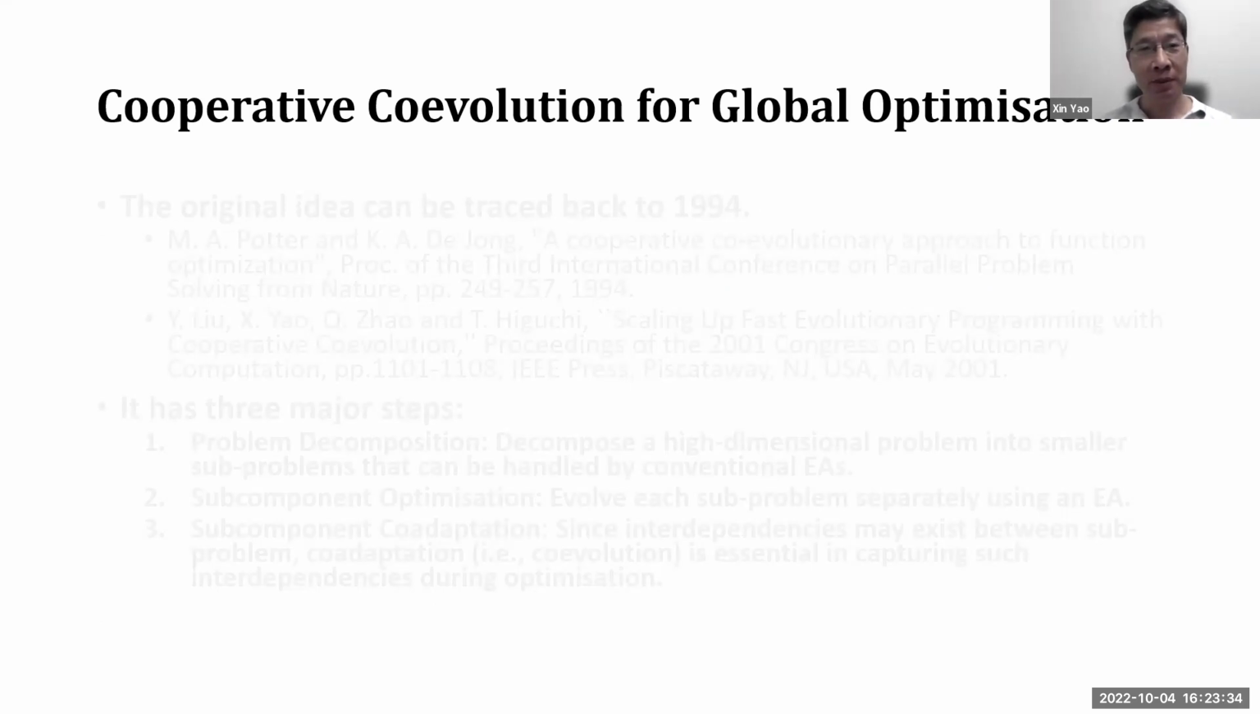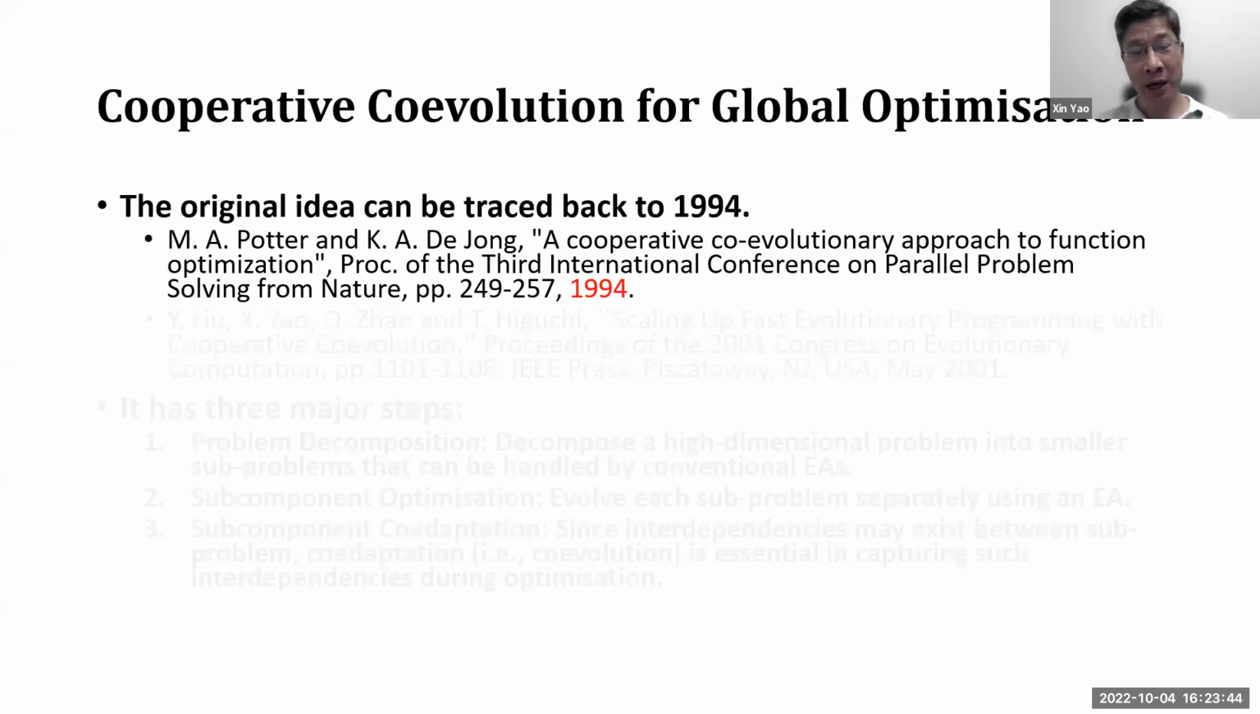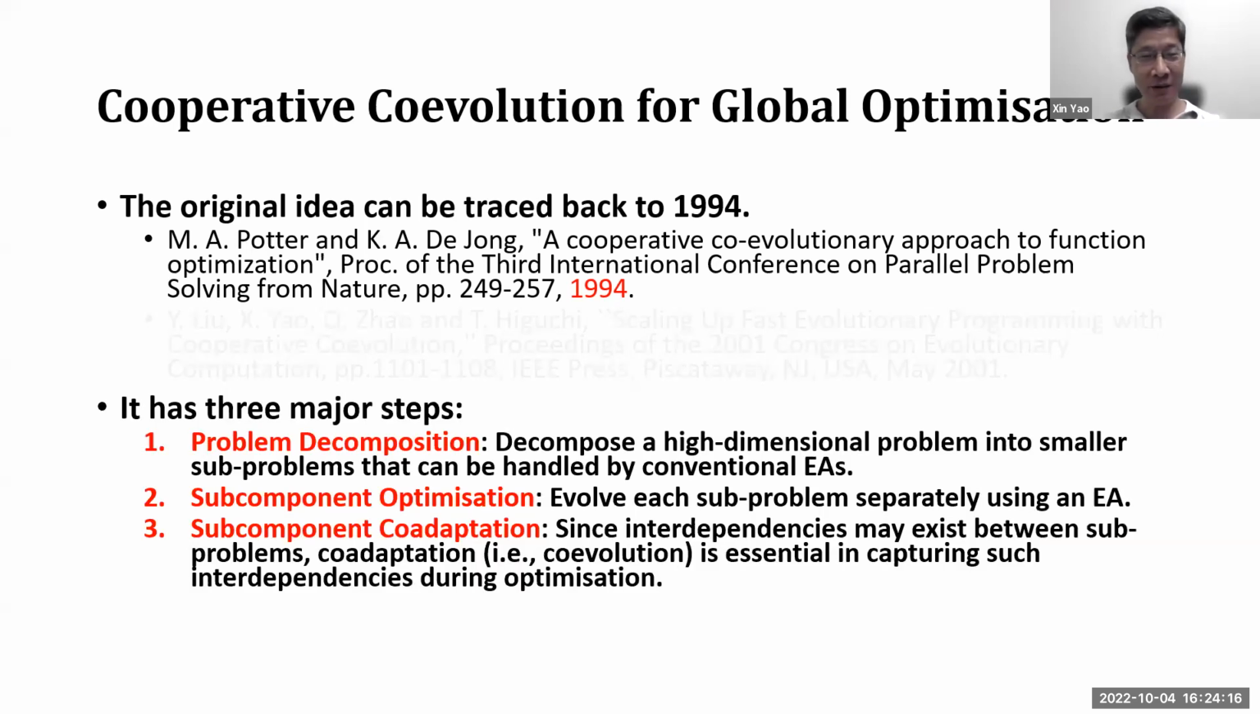The particular type of co-evolution we are using is called cooperative co-evolution for global optimization. The original idea can be traced back to 94. Mitchell Potter and Xin Yao published a paper at PPSN 94 called A Cooperative Co-evolutionary Approach to Function Optimization. You probably noticed that all these interesting papers with original ideas occurred in the 90s. So somehow the 90s is a very good period for research ideas, might not be a very good decade for commercialization. Anyway, back to cooperative co-evolution.